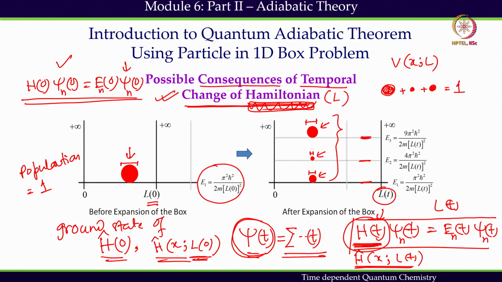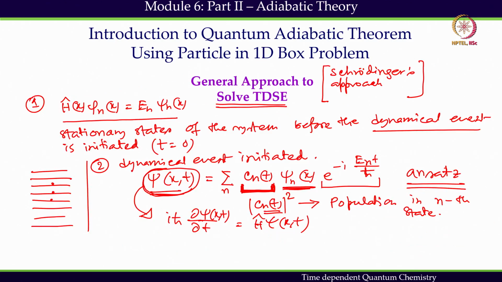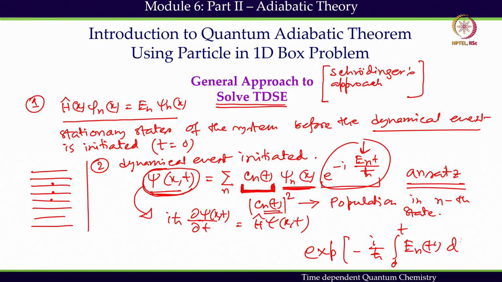So, it is the same idea we are implementing. The only difference is that previously we assumed that En does not change, but here in the problem we know that En is changing as a function of time. So, the total accumulated phase cannot be just e to the power of this, but exponential of minus i by h cut integral from 0 to t of En(t') dt'. That is going to be the total phase accumulated by the nth stationary state of H(t).